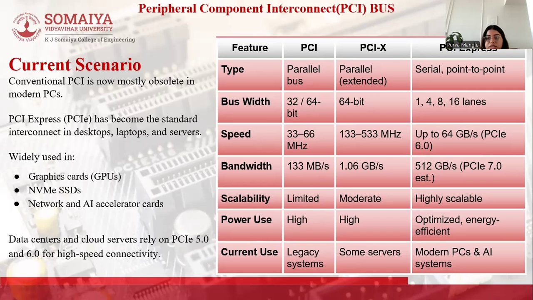PCI Express uses a serial point-to-point connection, unlike the older parallel PCI buses. If we look at the table, PCI offered around 133 MB per second bandwidth. PCI-X improved it to 1 GB per second, and PCI Express now provides up to 64 GB per second.